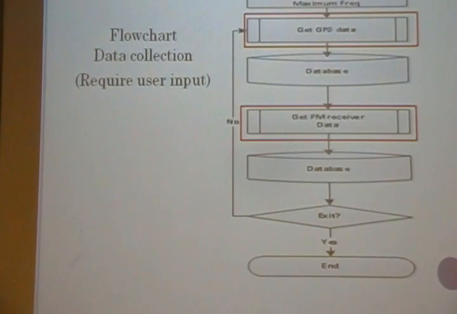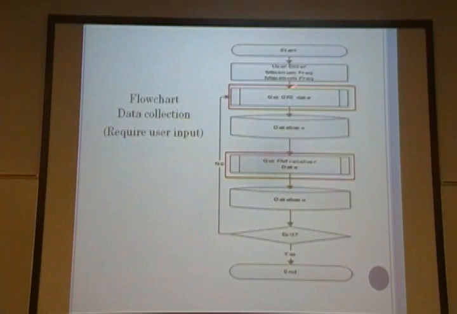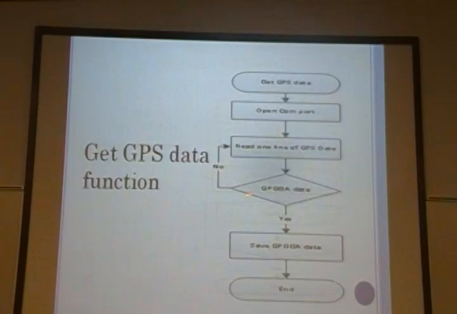As you can see, there are two big functions in our flowchart, which are get GPS data and get FM receiver data. I will talk about that next.